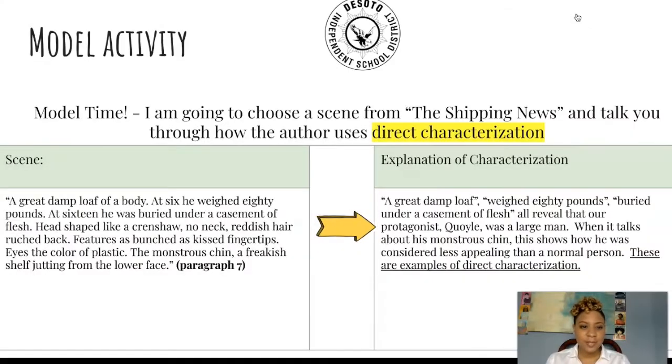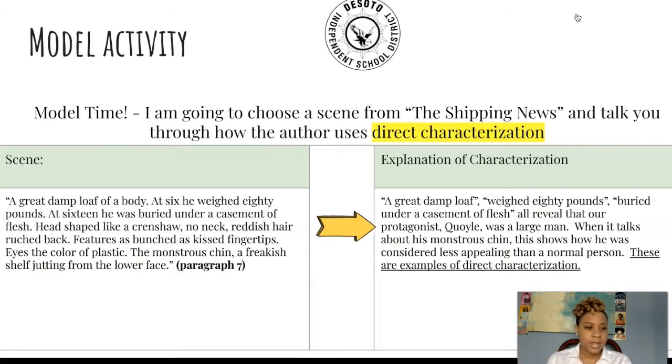And we're back. I hope you enjoyed reading The Shipping News just as much as I did, because now I'm going to model. I'm going to choose a scene from The Shipping News and actually talk you through how the author uses direct characterization. This particular scene comes from paragraph 7. If you'd like to go back to paragraph 7 and follow along with me, or you can just watch the screen.